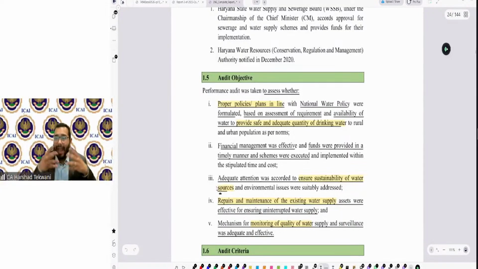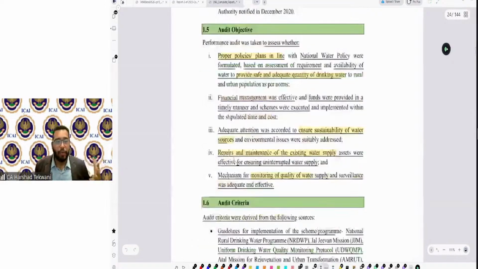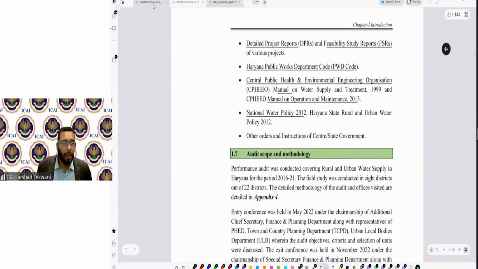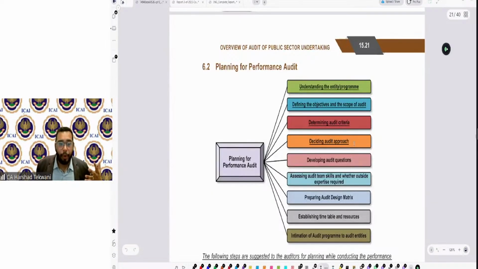Once they understand the program and the parties involved, they define the objectives or the scope of the audit. And then they decide what the audit criteria is. Once I decide the objective or the scope, I need to decide the criteria. We saw this particular criteria. Then they decide the audit approach, how the audit will be conducted.